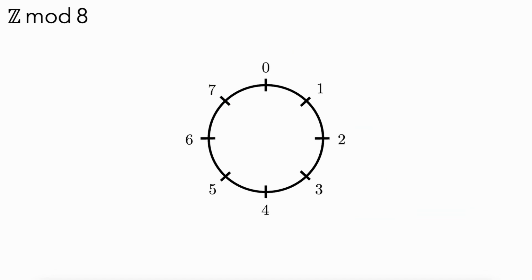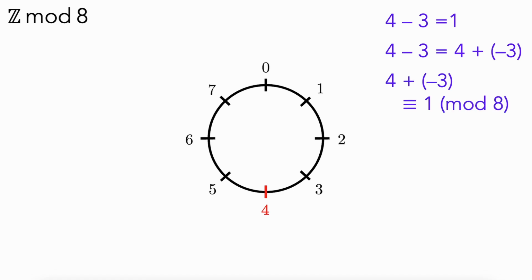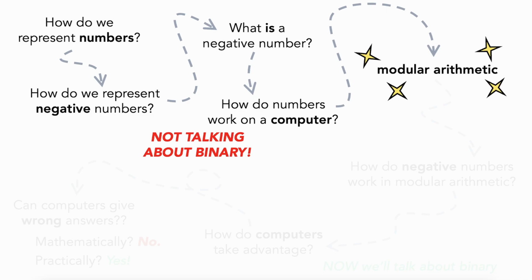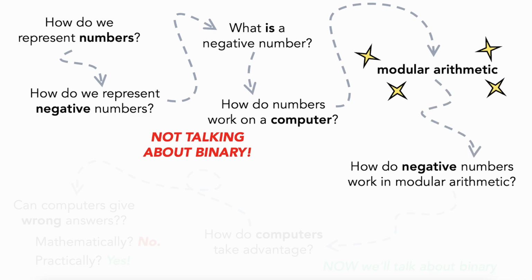Now, we can add negative numbers too. You just walk the other direction. For instance, 4 minus 3 is 1. And since 4 minus 3 is the same as 4 plus negative 3, then 4 plus negative 3 is congruent to 1 mod 8. This is consistent with walking 3 spaces counterclockwise or backwards from 4. Again, adding a negative is still just walking around the number wheel, which means subtracting is also just walking around the number wheel. Okay, now that we've introduced ourselves to the number wheel, let's get back to the task at hand and talk about negative numbers, specifically in the context of modular arithmetic.